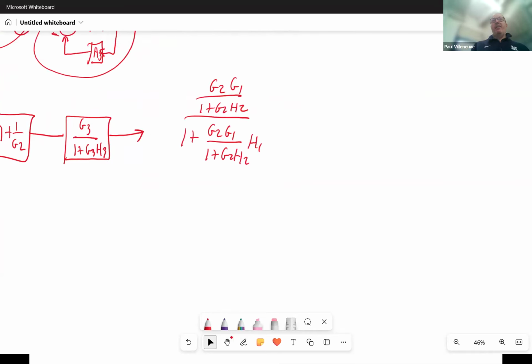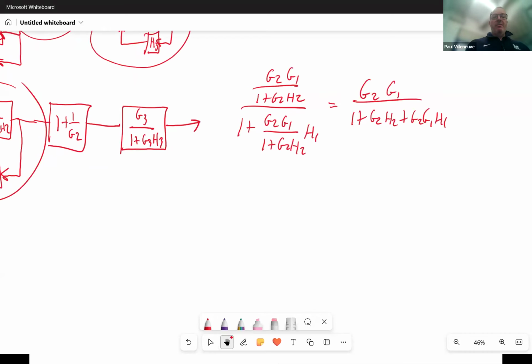Now I'm going to do my fractions and fractions approach. So common denominator, what I end up with, and I'm going to do this fairly quickly. If anybody gets stuck, just let me know and we can do the process out. 1 plus G2 H2 plus G2 G1 H1. Right, just by doing common denominator, inverting and multiplying, that's my term.